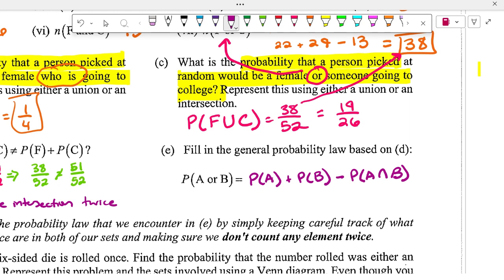Can I get some money? Yes. Technically, yeah, you could. So could I do that on the test?